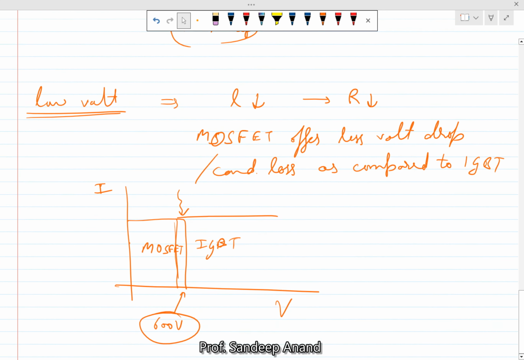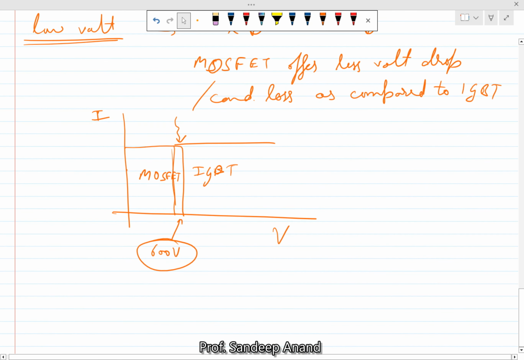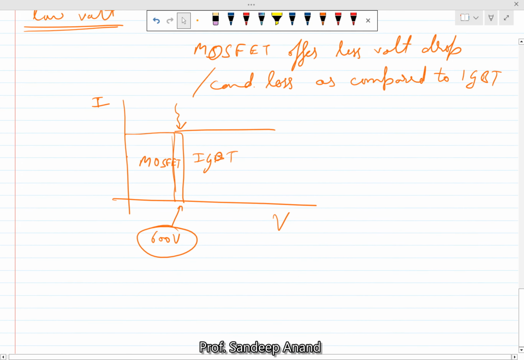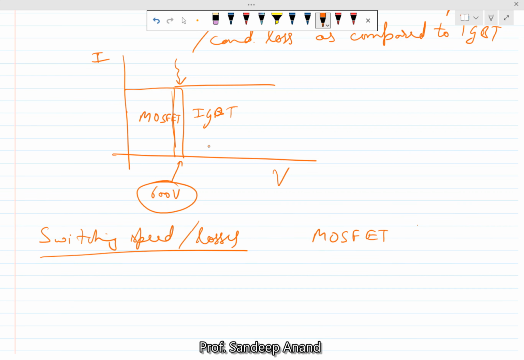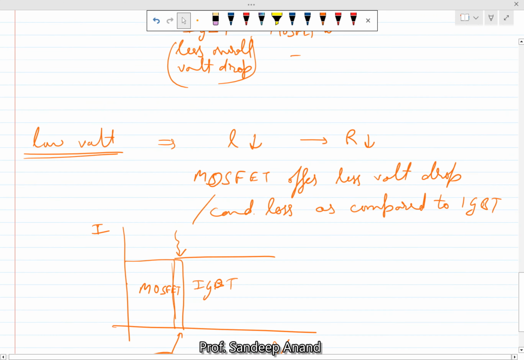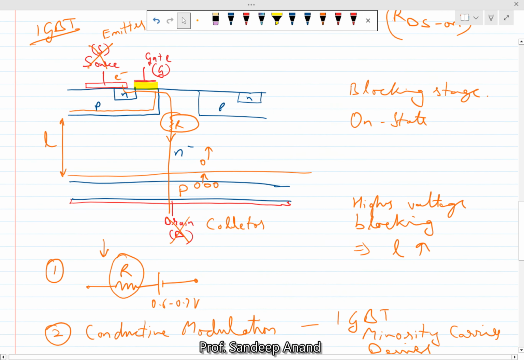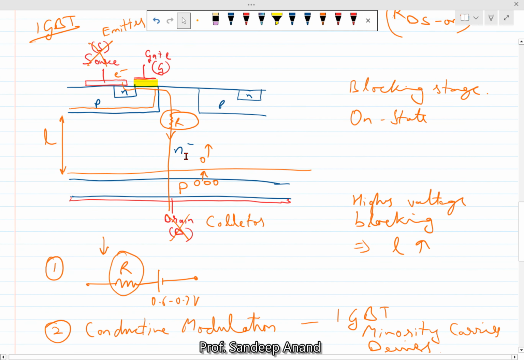The other aspect of selecting between the IGBT and MOSFET is also the switching frequency, right? So first we studied the conduction loss. What about the switching speed or the switching loss? If we talk about switching speed or switching losses, in that case MOSFET of course does much better than IGBTs. And the reason is that in IGBTs, as we have seen, because of conductivity modulation, there are some holes which are present in the N- region.